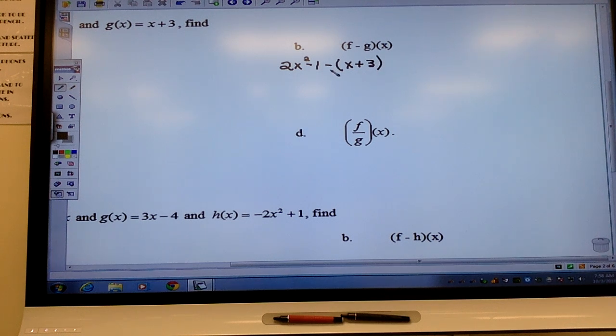Now, an expression behind a minus sign changes everything in the expression to its opposite. So we need to change this to say 2x squared minus 1 minus x minus 3. So now let's combine our like terms. So we'll have 2x squared minus x minus 4. And this is our f of x minus g of x. And again, no restrictions on the domain. So our domain is from negative to positive infinity.